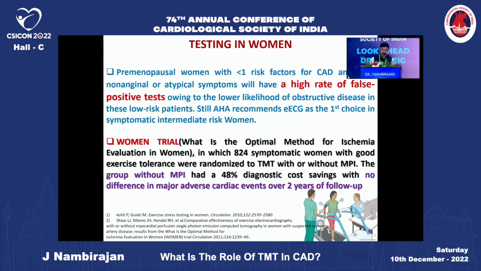They have atypical presentation, and premenopausal women with less than one risk factor have a high rate of false positive tests. But despite that, in the WOMEN trial, 824 symptomatic women with good exercise tolerance were randomized to TMT with or without myocardial perfusion imaging. The group without MPI had a 48% diagnostic cost saving with no difference in major adverse cardiac events after 2 years. So in intermediate risk women who are able to exercise, it holds good in diagnosing ischemia.